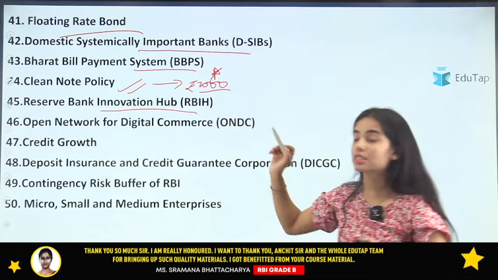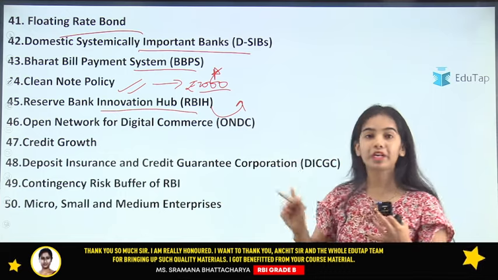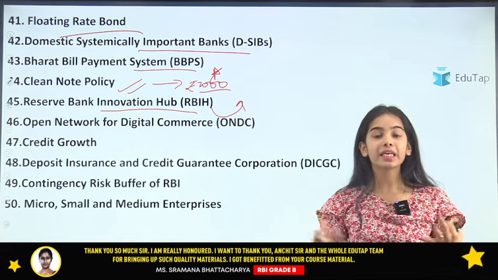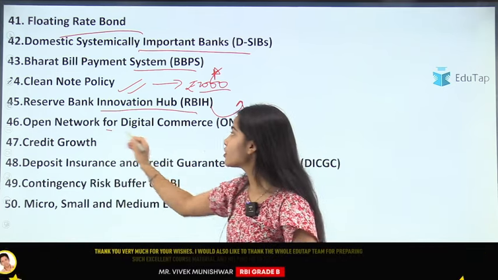Reserve Bank Innovation Hub. So the Reserve Bank Innovation Hub is collaborating with many banks and is bringing innovation in the payment system. Okay, Open Network for Digital Commerce.